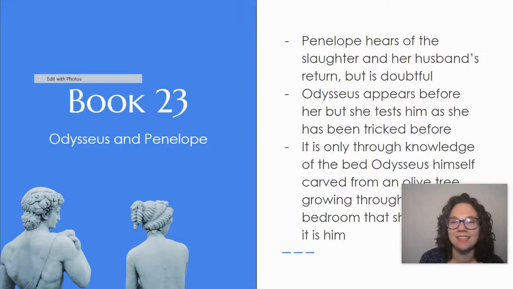He says, oh my gosh. He's like, what happened to my old bed that I made, the one out of a tree? You can't move that. No one can move that. It's built into the tree. And so at this outburst, Penelope knows, well, this is Odysseus. He's the only person that would have known this. He passed the test. So, of course, she apologizes.